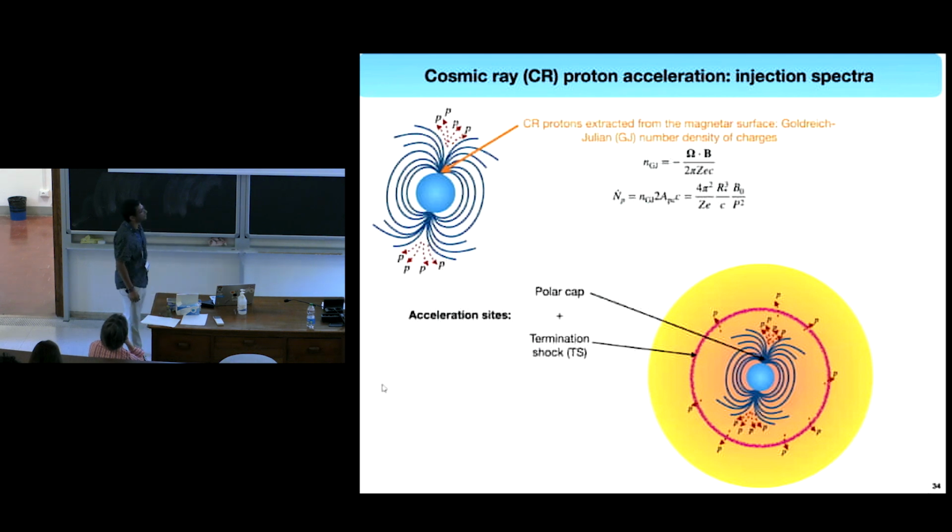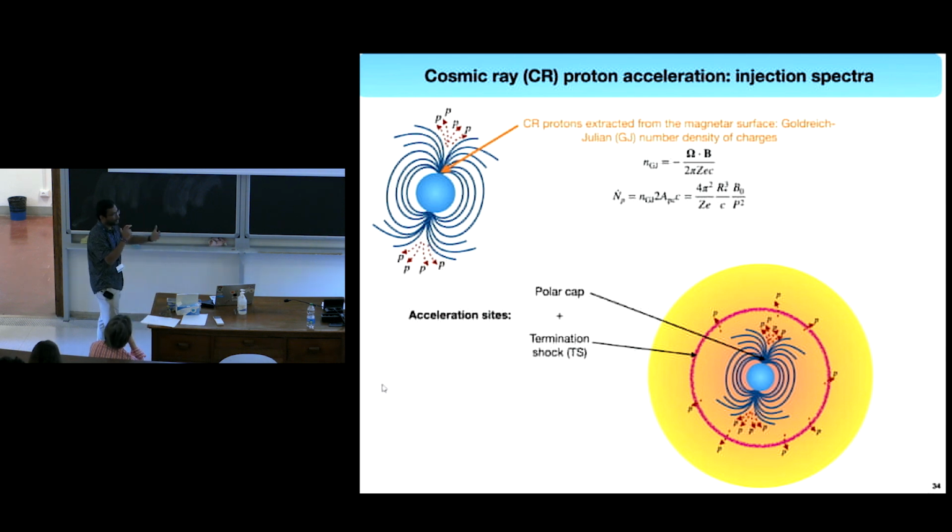Okay. So now that I've discussed the physicalities that are associated with the system, let's start our journey on the main aspect, which is how do we get neutrinos from this? Well, the first thing is you need to pull out charges. That happens at the polar cap region, as I said. And we consider this Goldreich-Julian number density of charges that are associated.